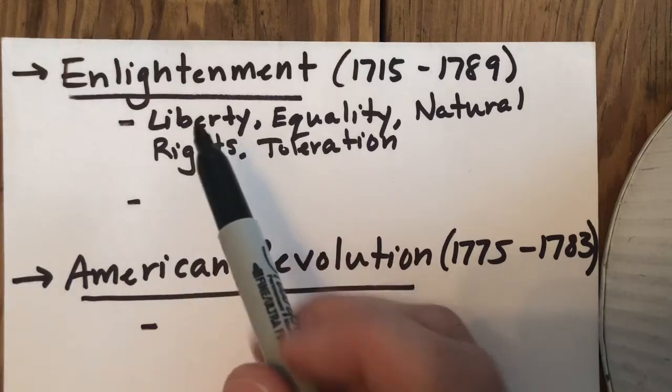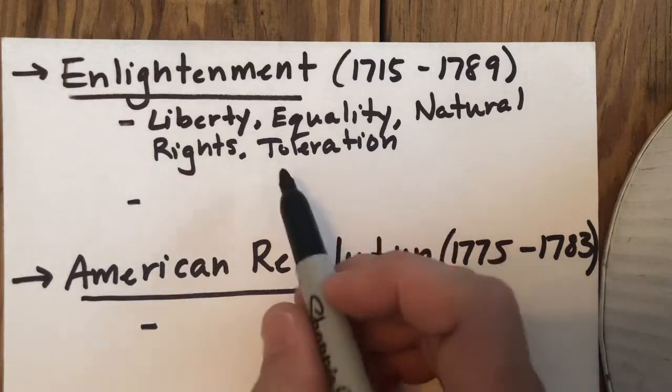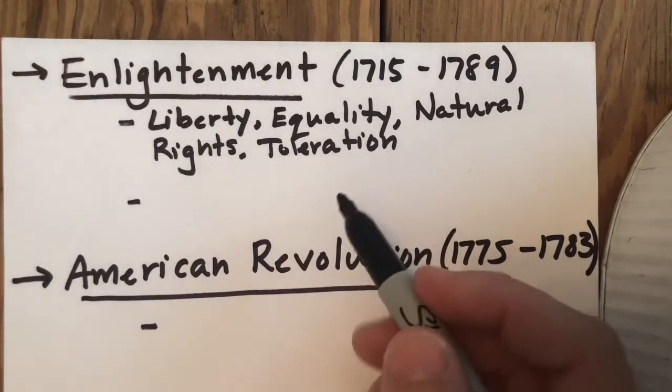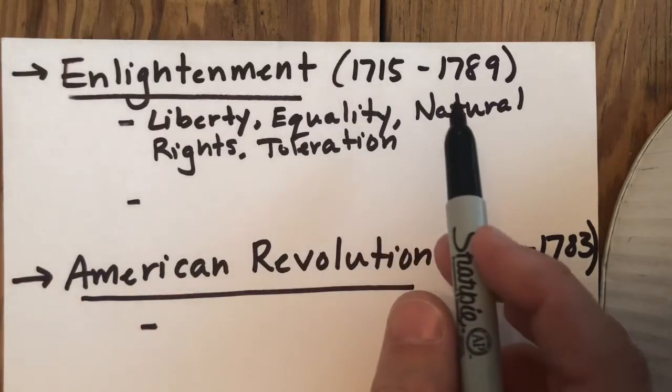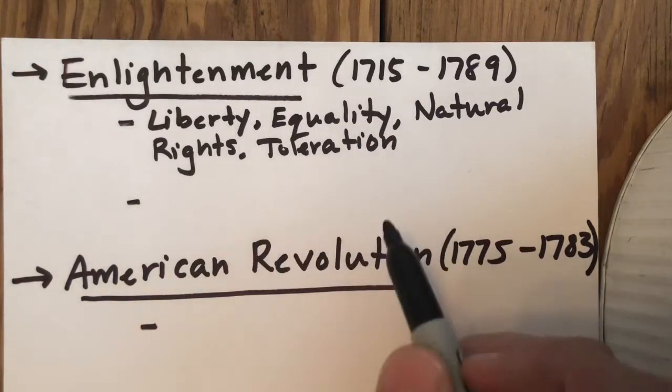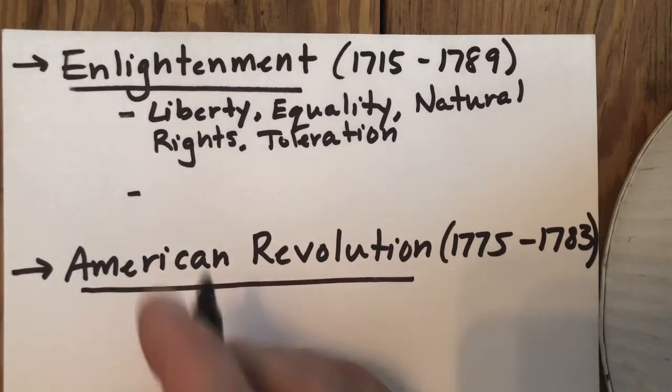Major ideas with the Enlightenment, things like liberty, equality, natural rights, toleration, everything we read about and studied and discussed with our enlightened thinkers. These are all prominent, and they become really the driving forces for new governments around the globe. We're going to focus on the American Revolution.